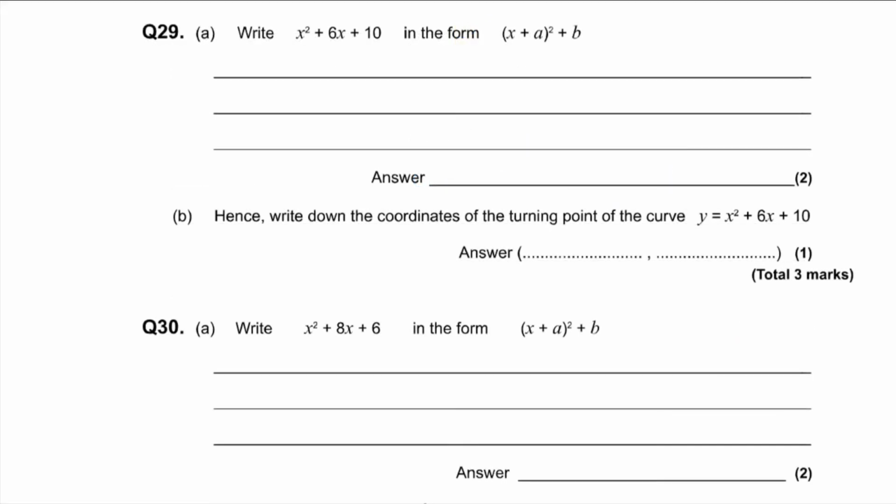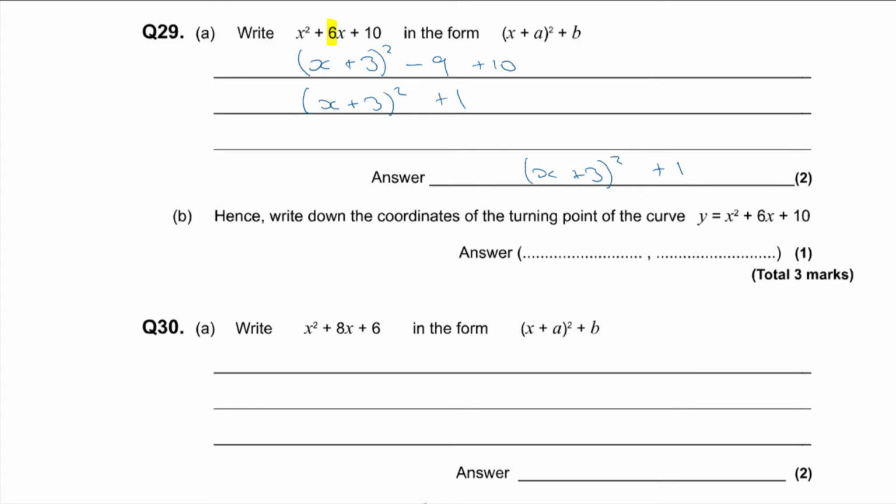Question 29a, write x squared plus 6x plus 10 in the form x plus a all squared plus b, so in complete square form. So again, we're going to take this number in front of the x, we're going to halve it, and we're going to write down x plus 3 all squared. That's the square part of it. Remember, we now need to take off the square of 3, which is 9, and then the plus 10 that was already there, we need to add on again at the end. Just tidying that up, x plus 3 all squared minus 9 plus 10 is plus 1, isn't it? Okay, so my answer then is x plus 3 all squared plus 1.